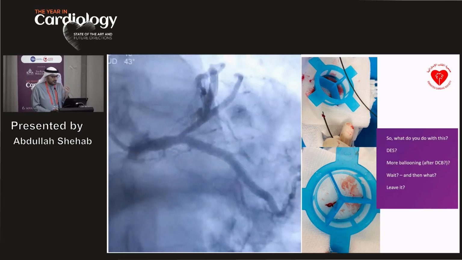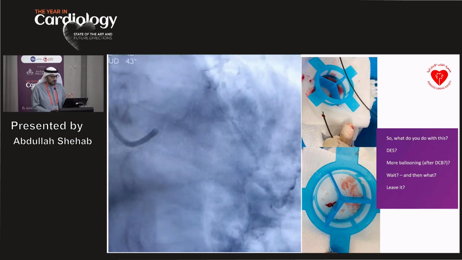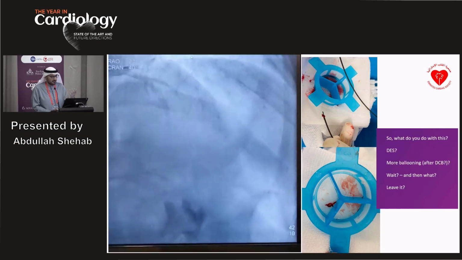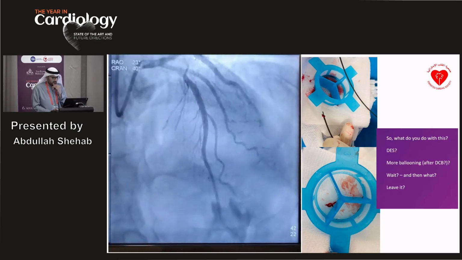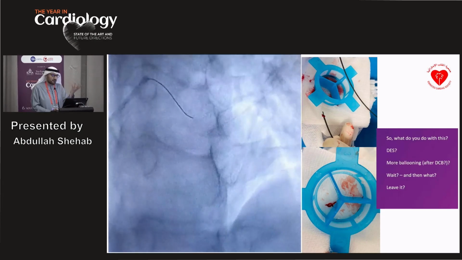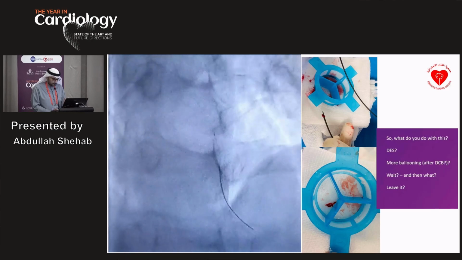Well, what's the reason for me not to put a stent? Then this patient might need a surgery. So I was happy with the DCB, even though it was undersized, not that big a size, because I was worried in case I might cause dissection.